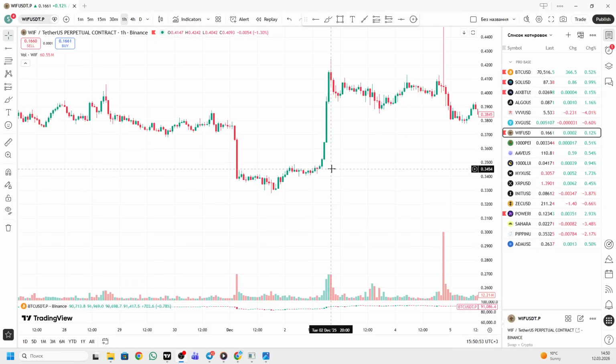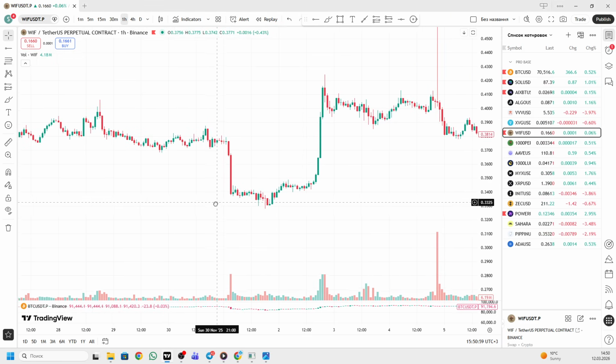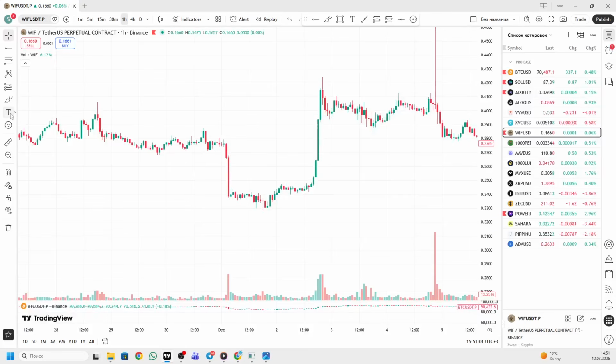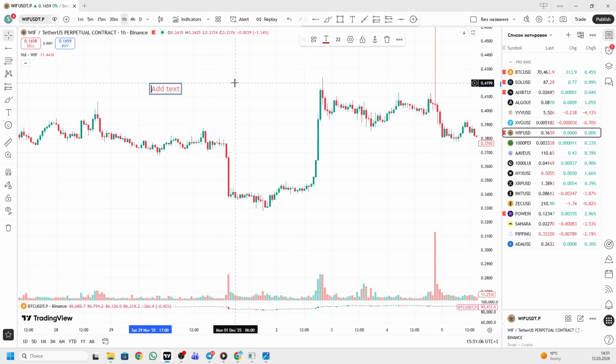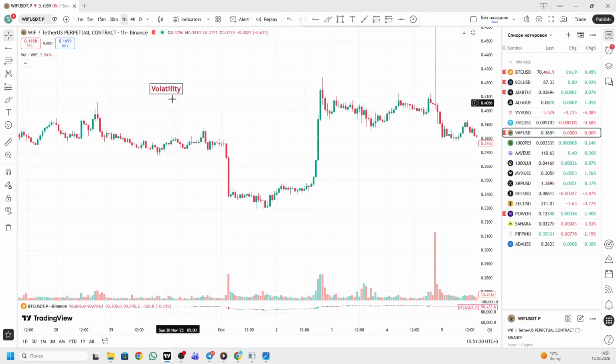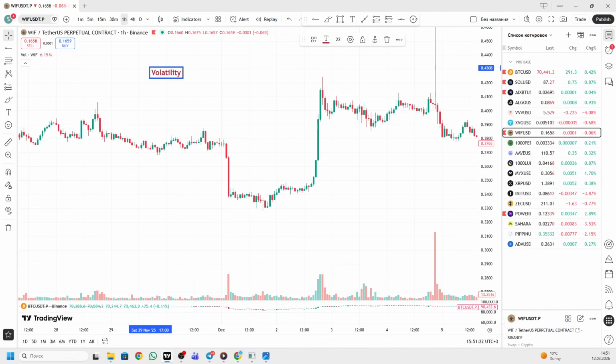And let's move on. Let's start by reviewing one very important concept. Last lesson, on the first lesson, we already went through it. But today I want to go a little bit deeper, and it is volatility. Let me write it down. Volatility. Okay, we will quickly go through what it is and why it matters for trading.